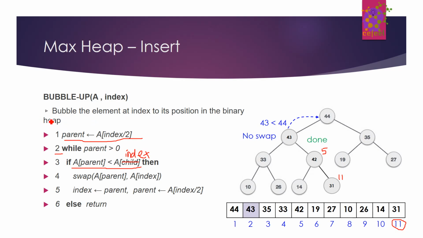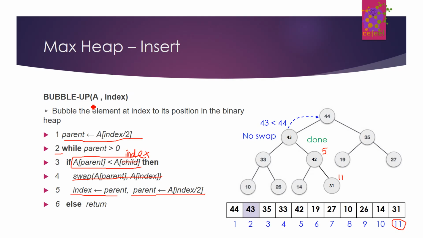And then we swap those two elements, and once we swap, we update the index, because notice our element has moved up in the heap. So we update the index as parent, and we update the next parent as index divided by 2. And then we keep doing that till we find that the parent and the new node are no longer out of order.